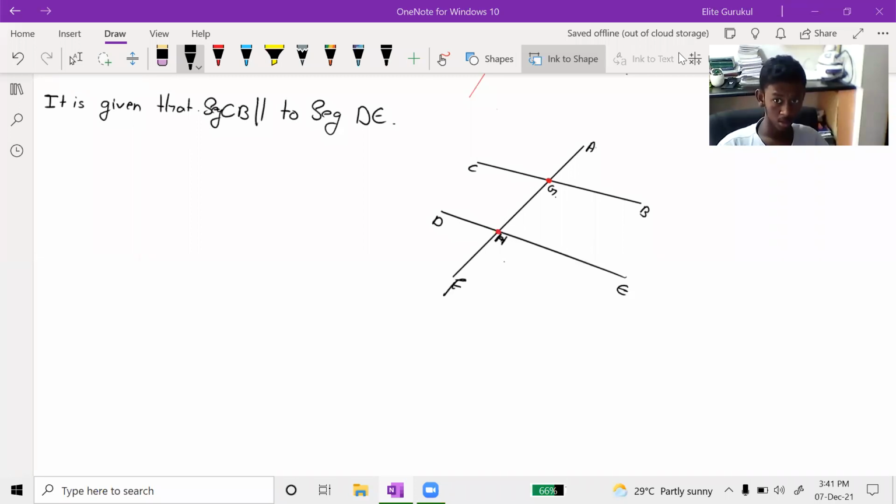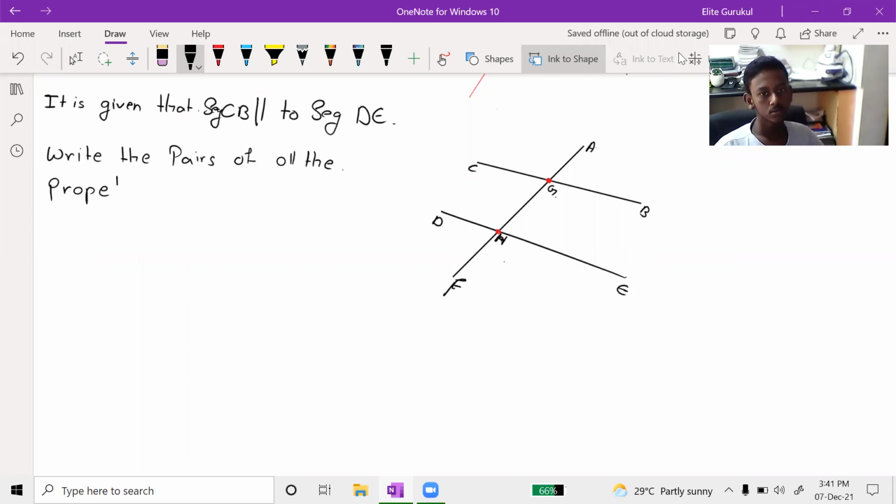So what we want to do, write the pairs of all the properties of parallel lines. We have to write all the properties of parallel lines, all the pairs of properties. Okay. So which is the first property? Which is the first property that I taught you?